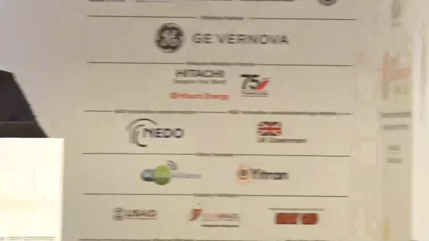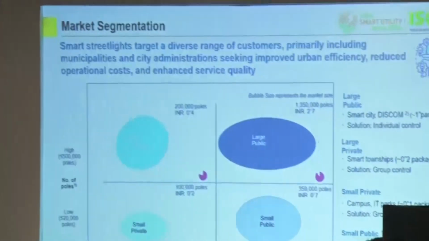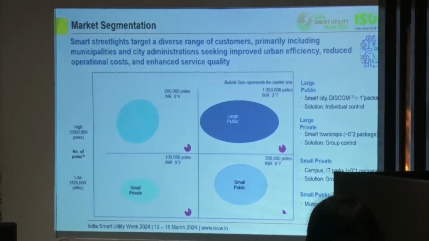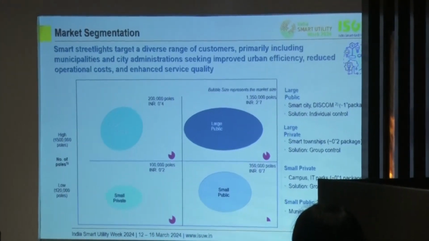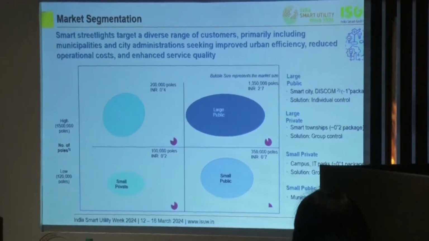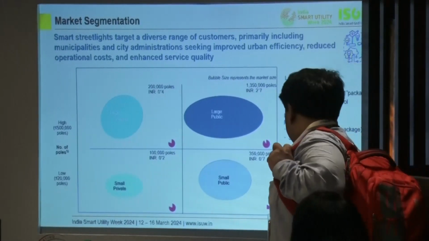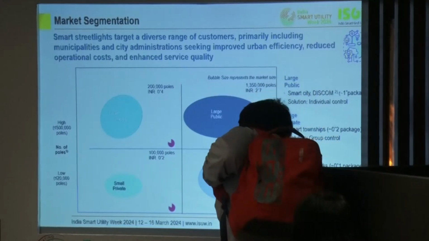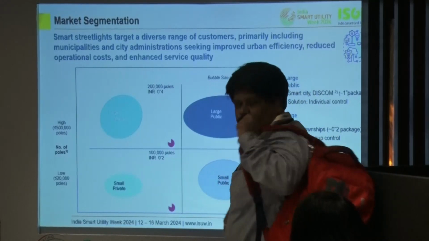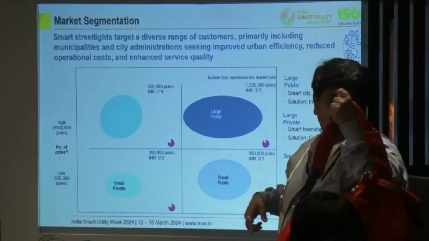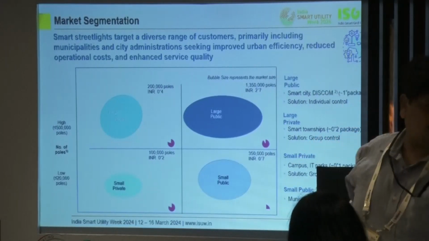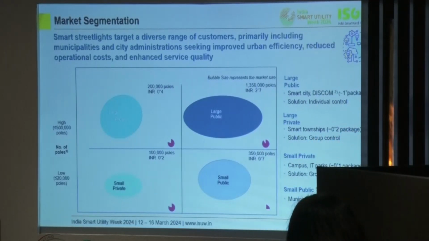Here you can see these have been categorized depending on the number of poles installed in those particular areas. When I say small public, it's a very small thing, like a municipality. A large public is a smart city, having more than 20,000 poles within that vicinity. This is a market segmentation which is definitely growing and enlarging day by day.